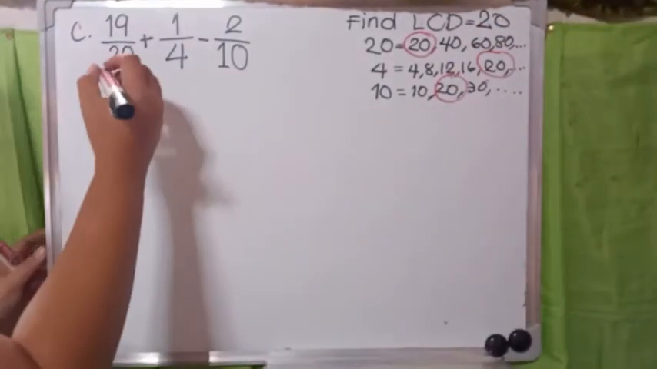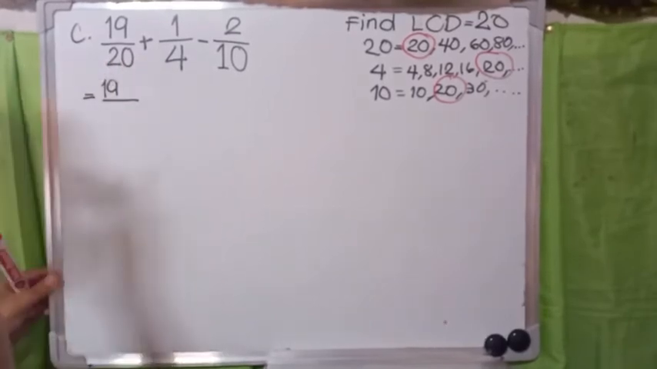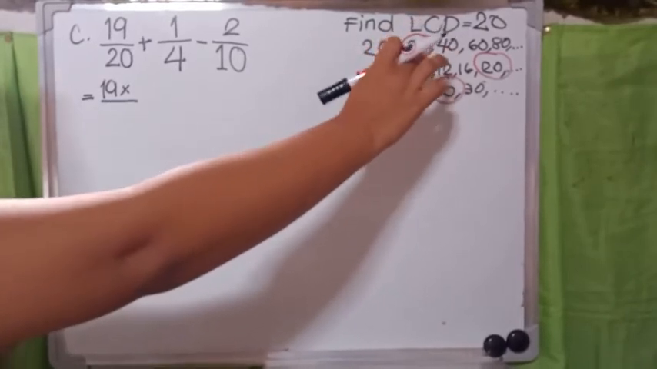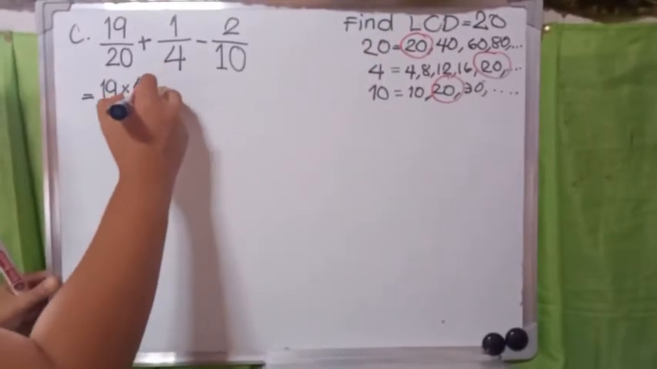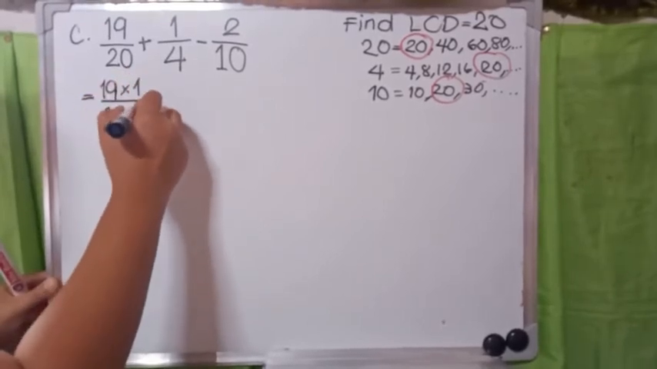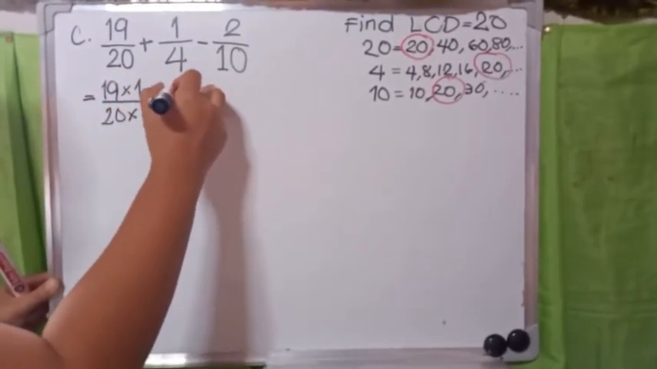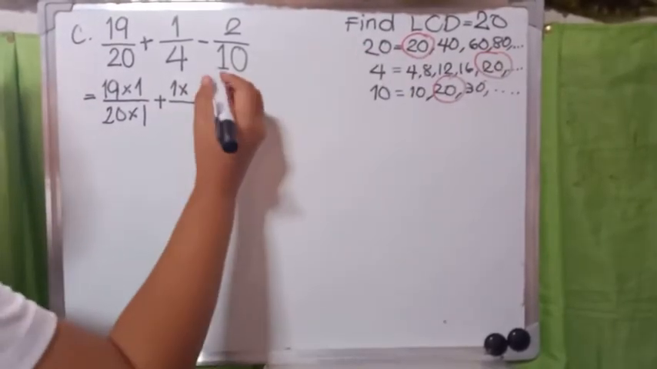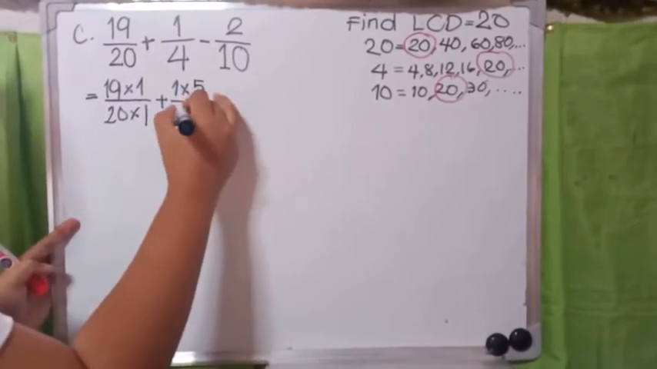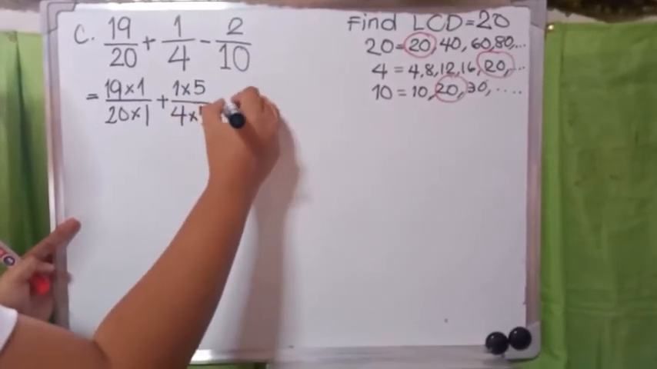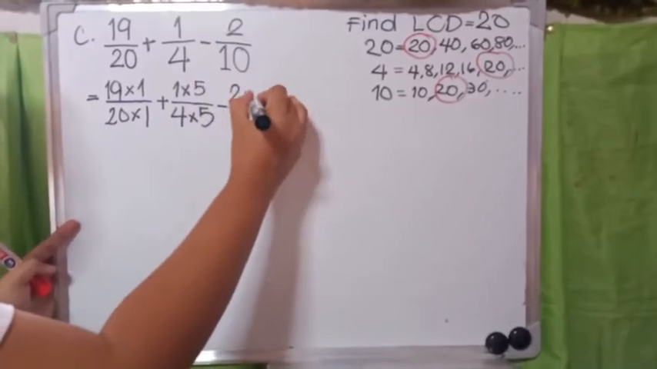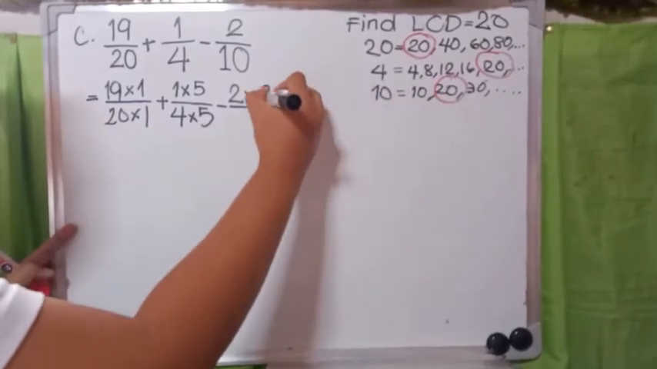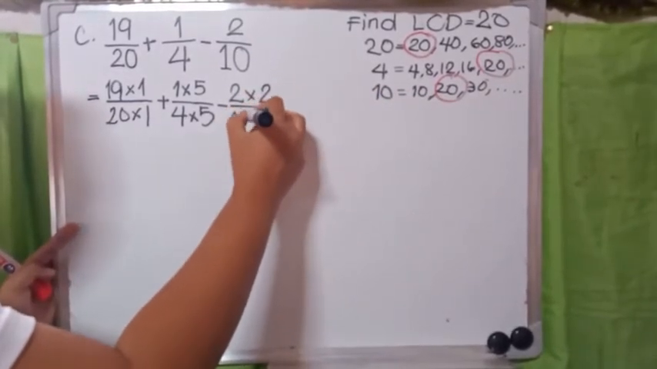Okay, so we have here 19 times how many? In the 20 denominator, it's only 1. 20 times 1, plus 1 times how many in the 4? 1, 2, 3, 4, 5. So we'll multiply it by 5. 4 times 5, minus 2. How many in 10? 1, 2. So we'll multiply 2 times 2. So 10 times 2.